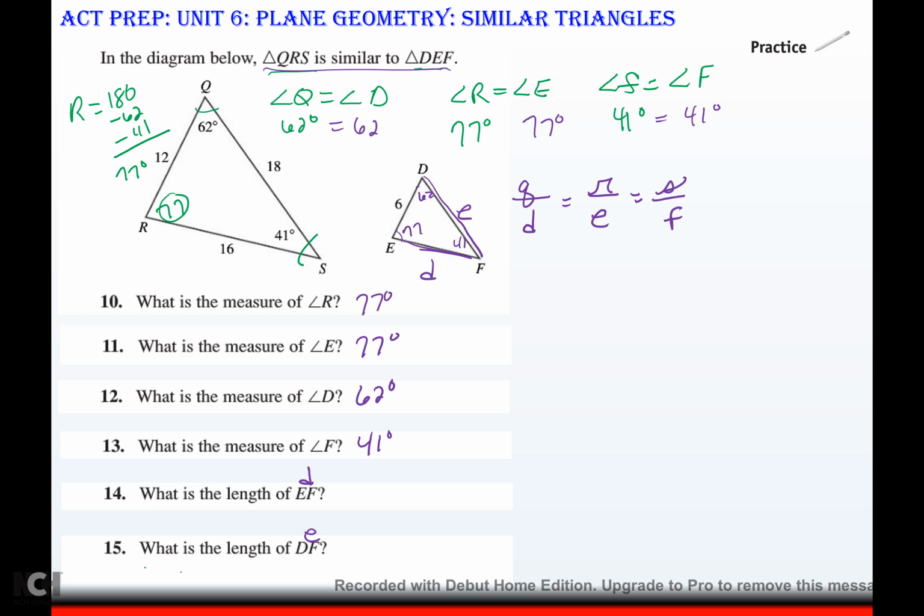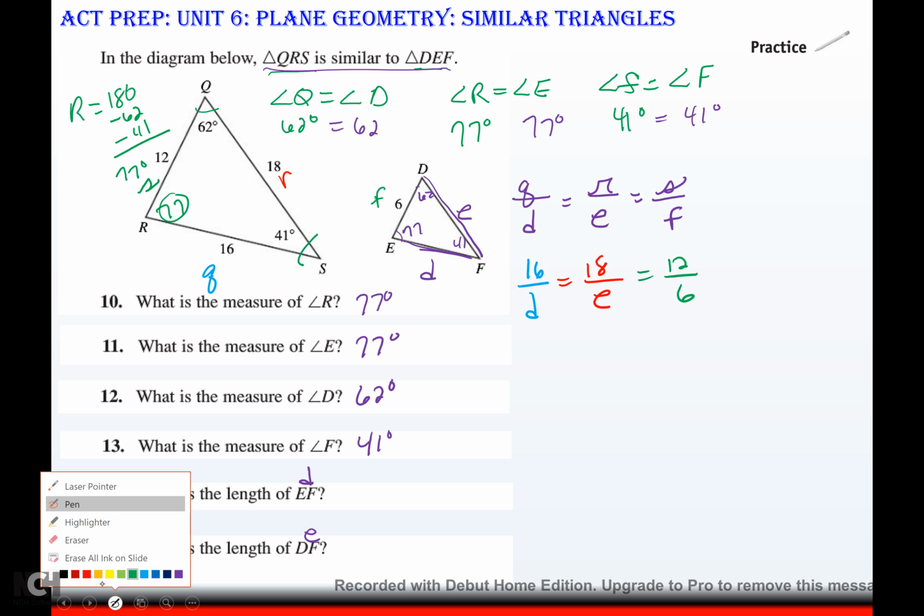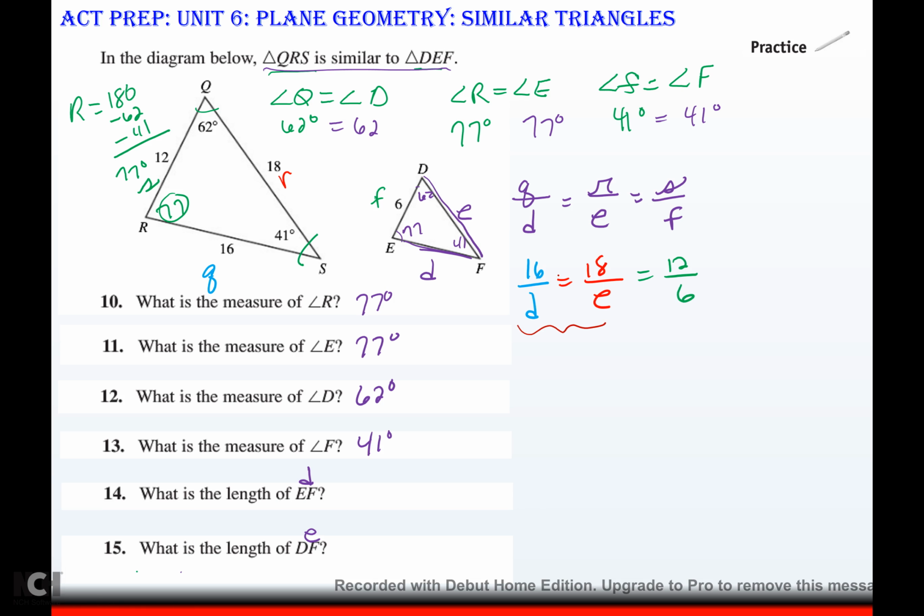that little q is 16 over little d. I know that little r is 18 over little e. And I know that little s, which is 12, corresponds to little f, which is 6. Okay, so I put the pieces in where I know. And then I want to try and solve this. Well, if I try this one, it won't work yet because I have two I don't knows. So I can't do that one yet, which means I got to try another pair.